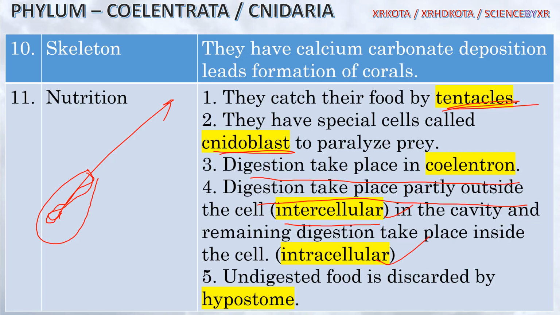intracellular digestion, which takes place in the gastrodermal cells. And undigested food is thrown out from the same opening through which the food is taken in, that is the hypostome. So these are the special things which are shown in yellow. Please learn them.